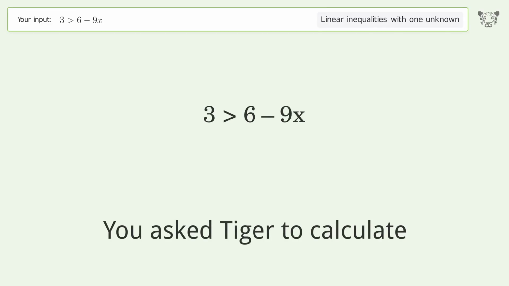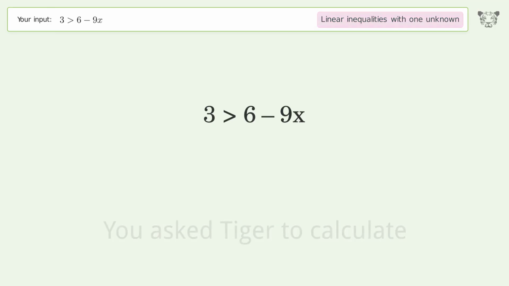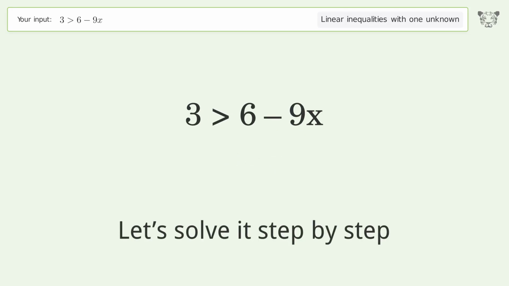You ask Tiger to calculate. This deals with linear inequalities with one unknown. The final result is x greater than 1 over 3. Let's solve it step by step.